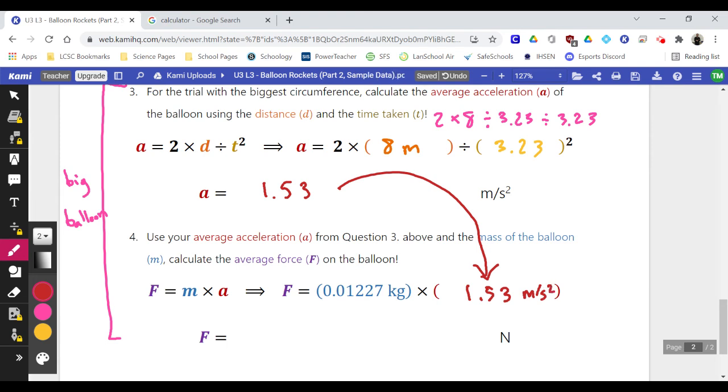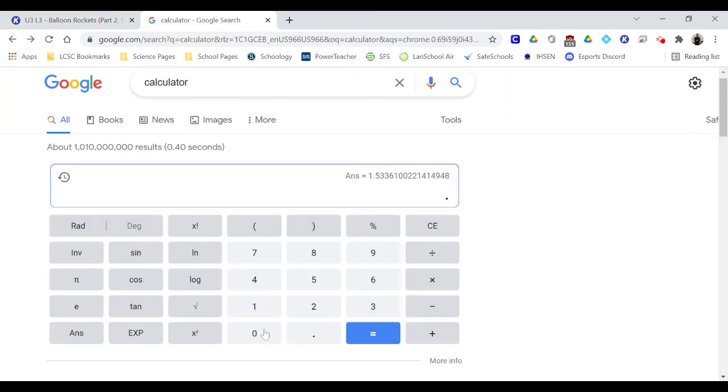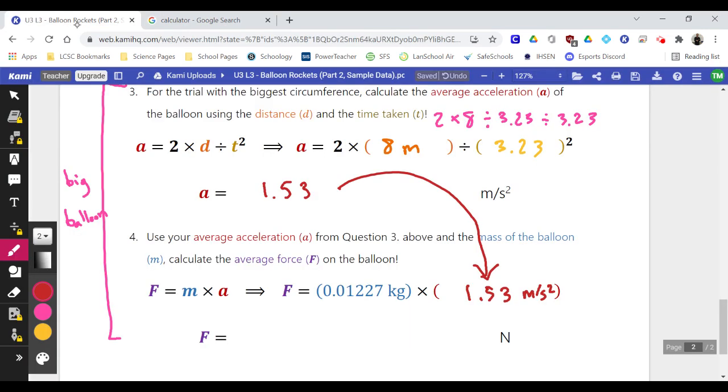All right, so if we take 0.01227 and multiply it by our acceleration, which is 1.53-ish, we get about 0.0187, or if you round that up, about 0.0188. And the unit for that is newtons.